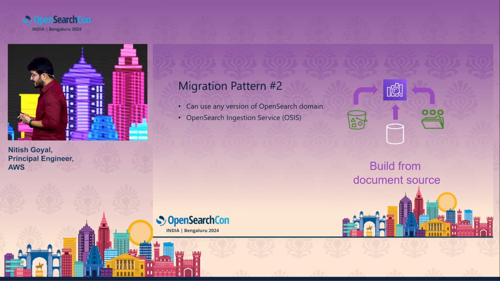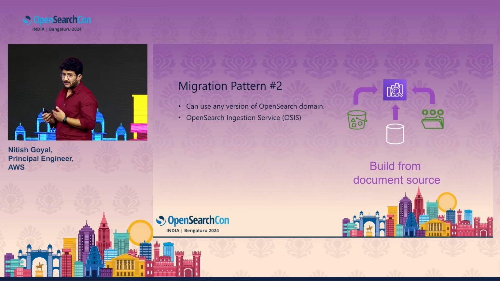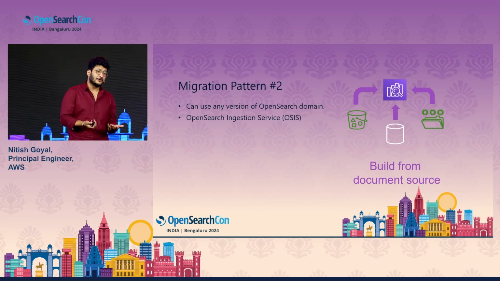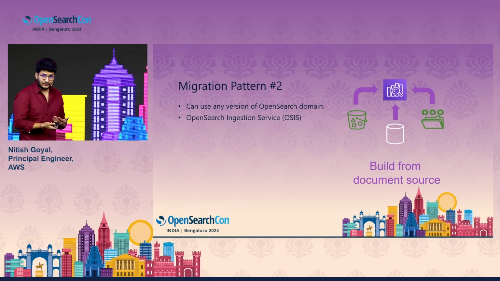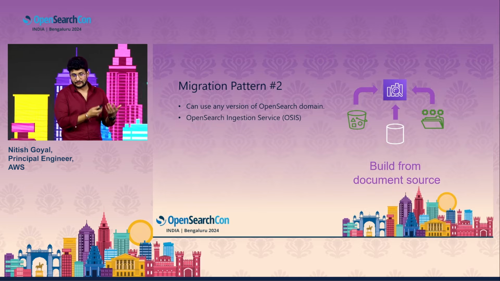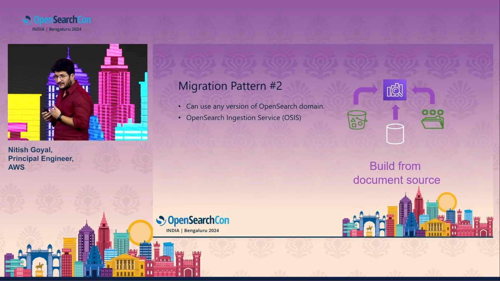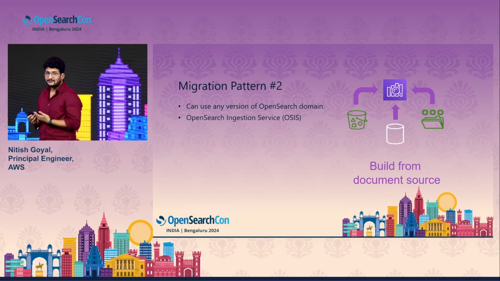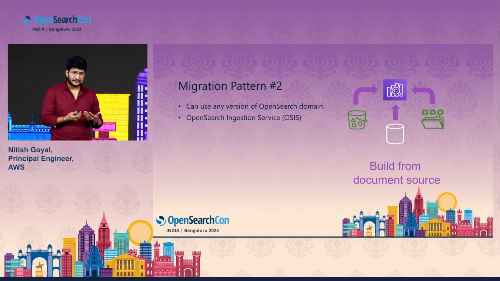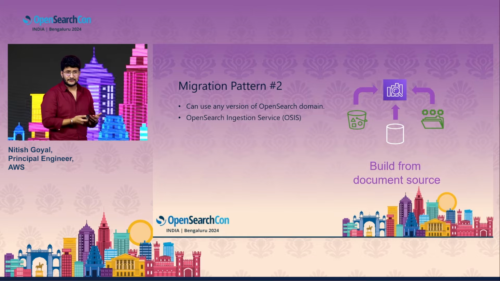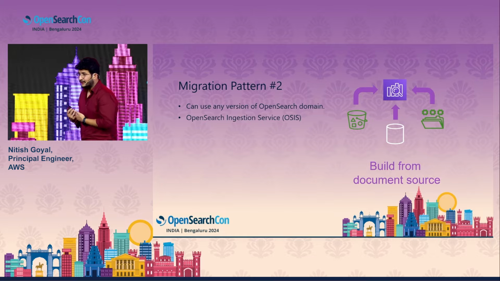The second migration pattern is building directly from source. This is where you're essentially building a new cluster altogether. You have your source, you have your data, let's say stored in S3 or another table, and you're able to use different tools like OpenSearch Ingestion Service, Data Prepper, Logstash, where you can essentially take your data and all the way put it into OpenSearch.